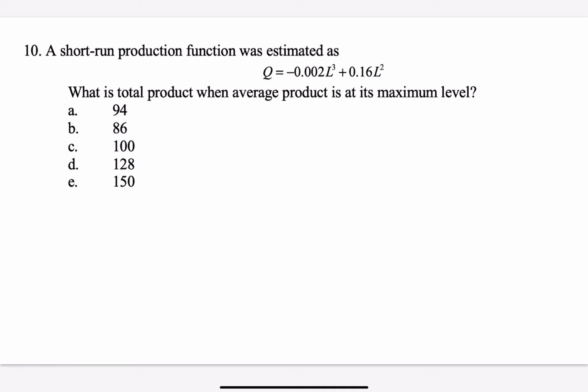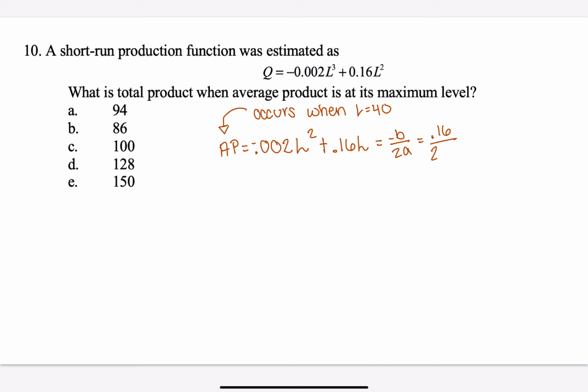What is total product when average product is at its maximum? We just solved that this occurs when L equals 40. So we are going to take our average product curve that we found on the last slide, which was negative 0.002L squared plus 0.16L. And I'm just showing you exactly what we did to get this. We did that, we get negative B over 2A, which was 0.16 over 2 times 0.002, which gave us 40. We're going to substitute that 40 into our production function.